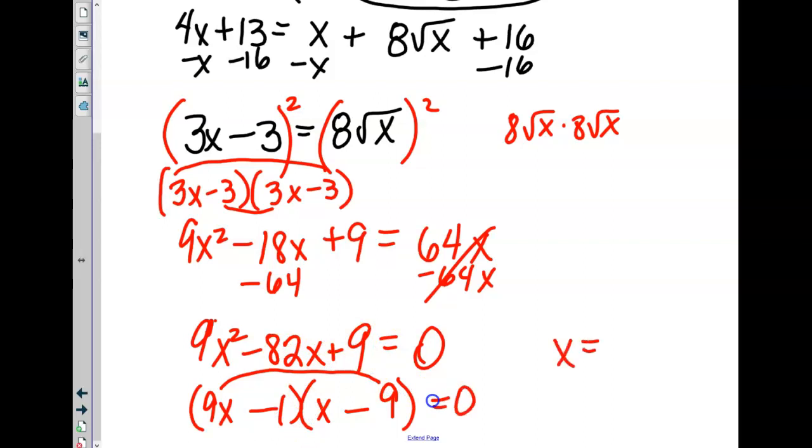So we get x equals, if 9x minus 1, I'd have what? 1/9 or 9. Okay, what's the big deal about these?